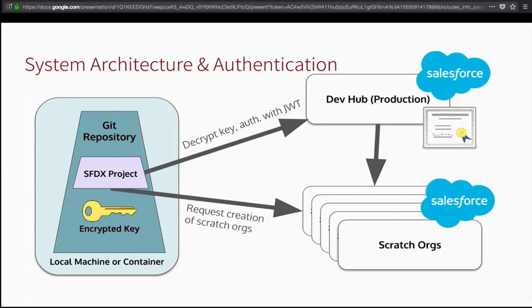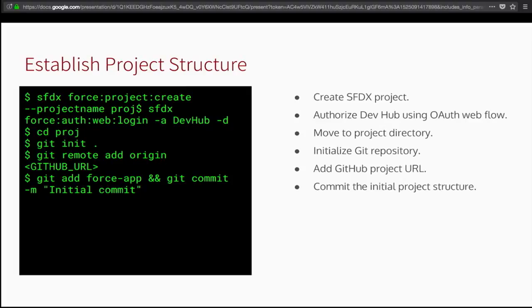So what we're going to do is make sure that there's nothing in your Git repository, in your project history, that contains confidential material, that contains an authentication secret, unless it is itself encrypted. And then we'll get this authentication set up so that you can connect into Salesforce and create those scratch orgs.